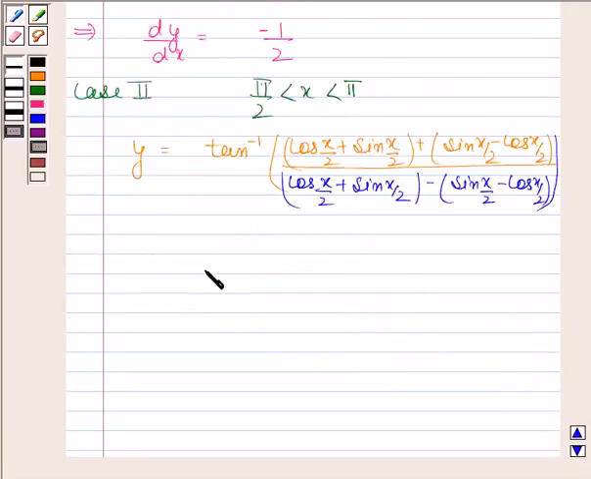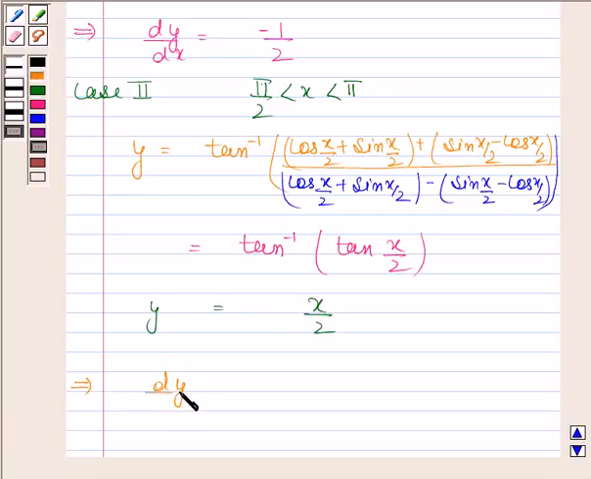This is equal to tan inverse tan x by 2, and this is equal to x by 2. So y is equal to x by 2. This implies dy by dx is equal to 1 by 2.